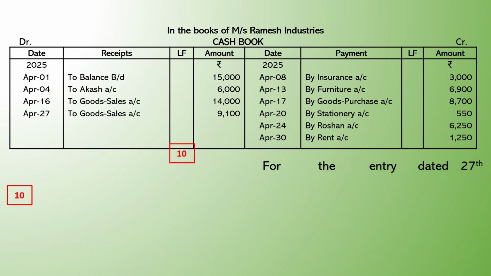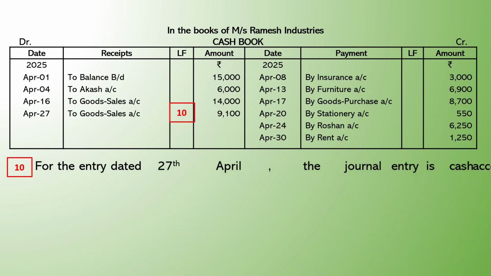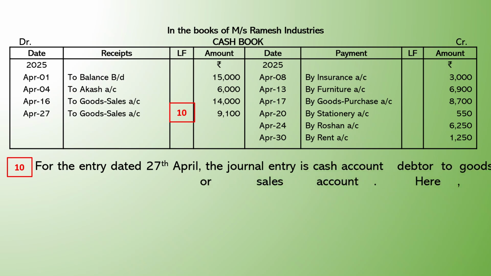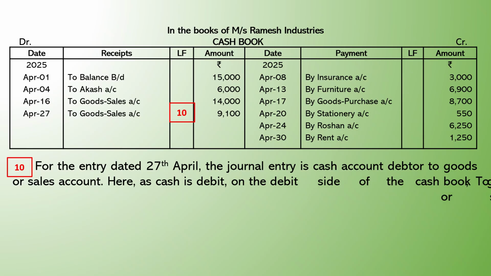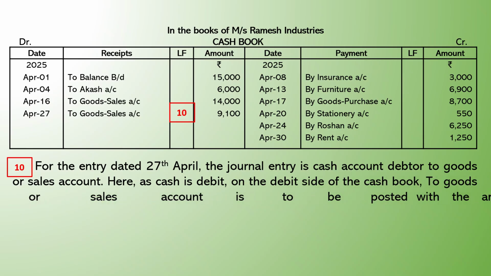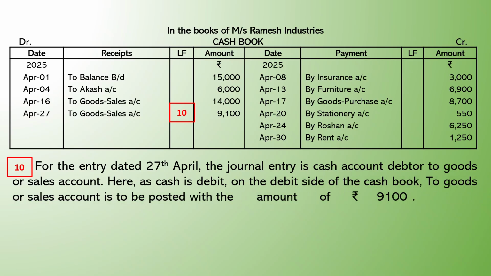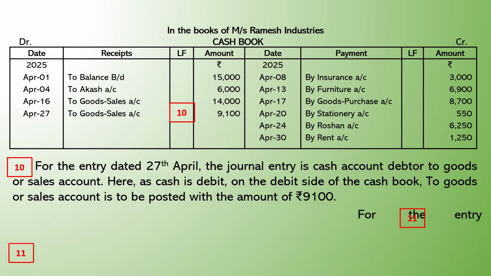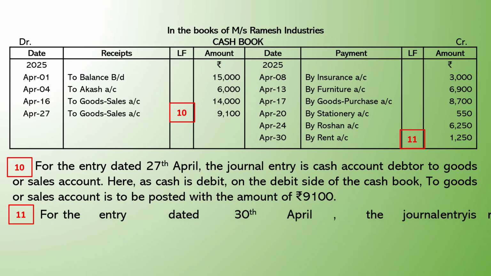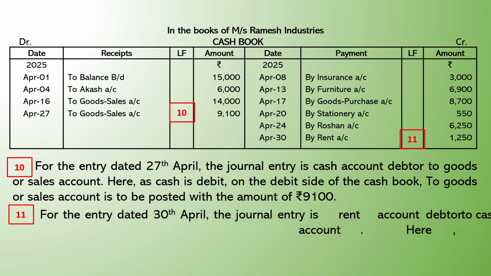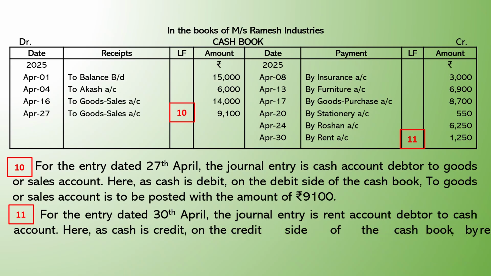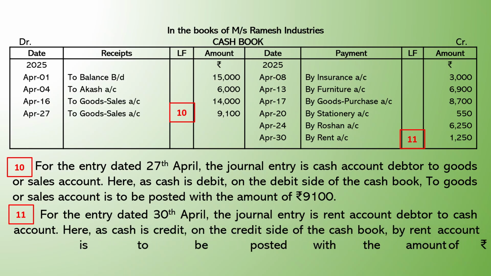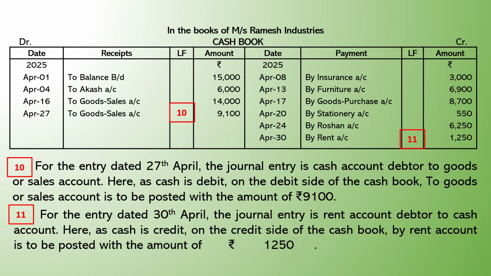10. For the entry dated 27th April, the journal entry is cash account debit to goods or sales account. Here, as cash is debit, on the debit side of the cash book, to goods or sales account is to be posted with the amount of 9100 rupees. 11. For the entry dated 30th April, the journal entry is rent account debit to cash account. Here, as cash is credit, on the credit side of the cash book, by rent account is to be posted with the amount of 1250 rupees.